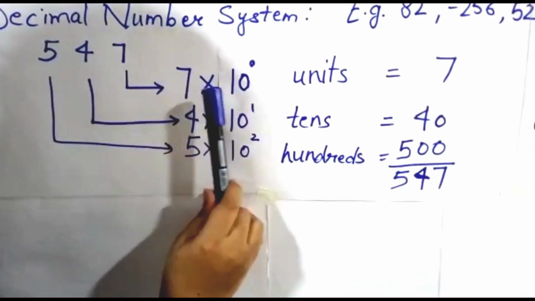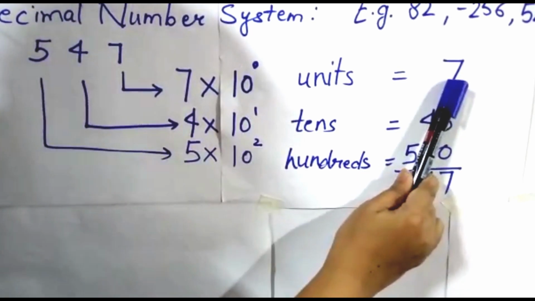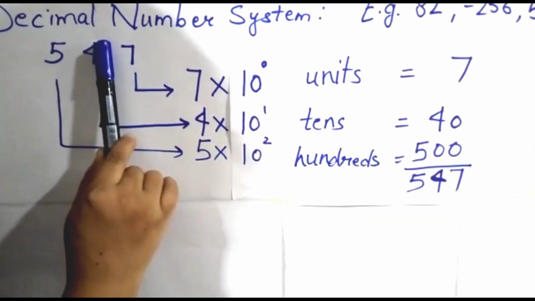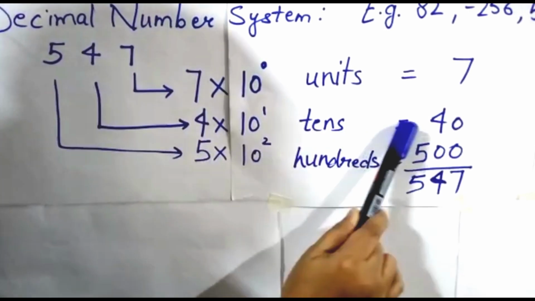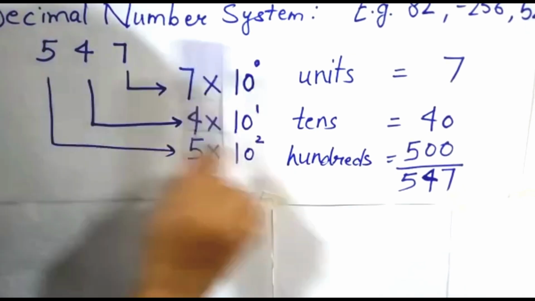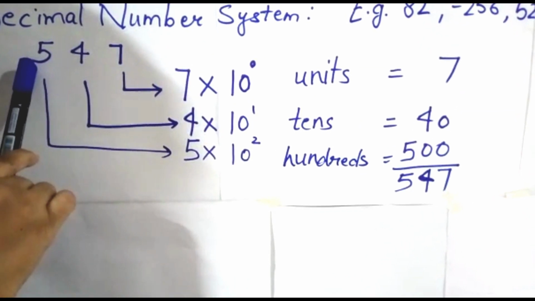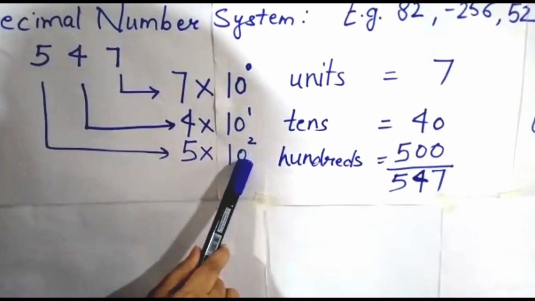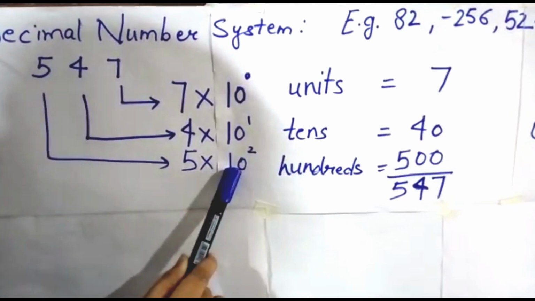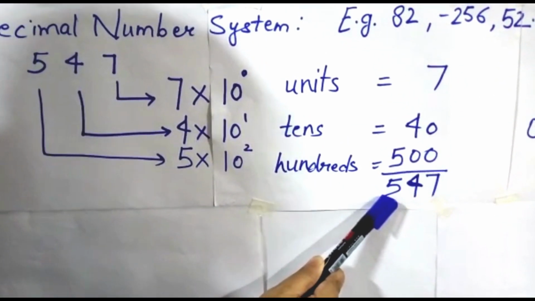Look here. At units place, its value will be 7 only. Then, at tens place, whatever will be the digit, it will be multiplied with 10. So, 4 will give you 40. And if we take the position at hundreds place, it will be multiplied with 10 to the power 2, that will be 100. So 5 into 100 will be 500. So this is our number 547.